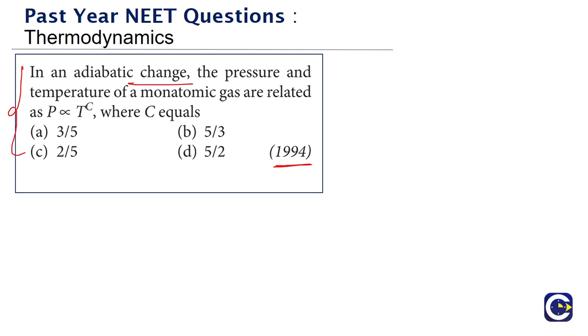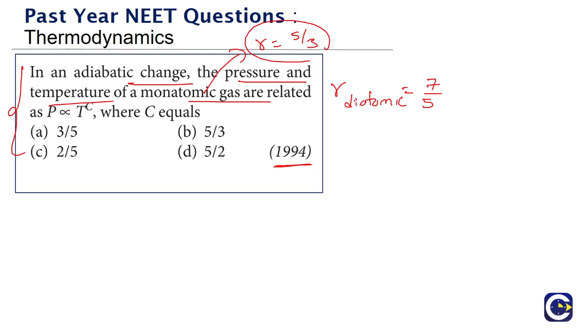In an adiabatic change, the pressure and temperature of the monoatomic gas. Monoatomic gas means gamma will be equal to 5 by 3. So these gamma values you should keep in mind. For a diatomic, gamma will be 7 by 5. But here we are looking at only monoatomic, so we will require gamma to be equal to 5 by 3. So when you're looking at the relation between the parameters of the gas, this gamma will be important for us.